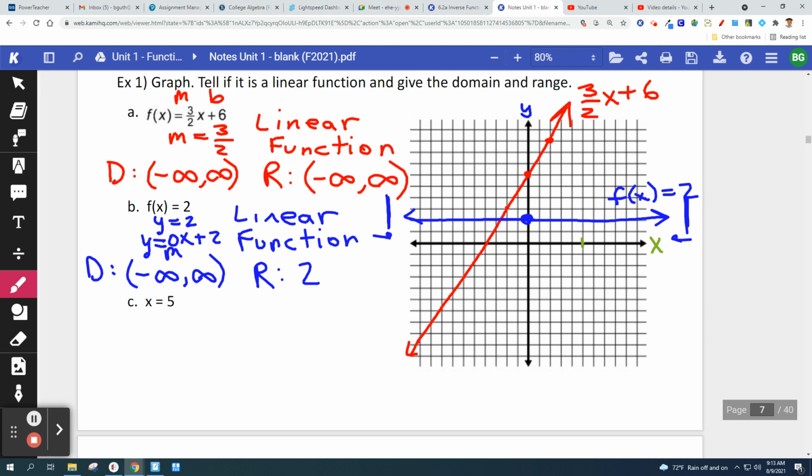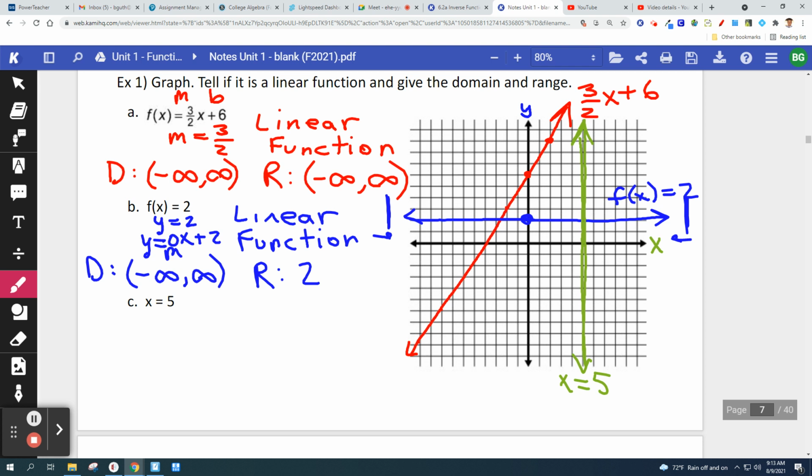Think about it like a hash mark, or a tick mark. If I made a really big tick mark, a super big tick mark, this line right here is the line that represents all of the places where x equals 5. Every single point on that line has something in common. The x number is 5. That's x equals 5.